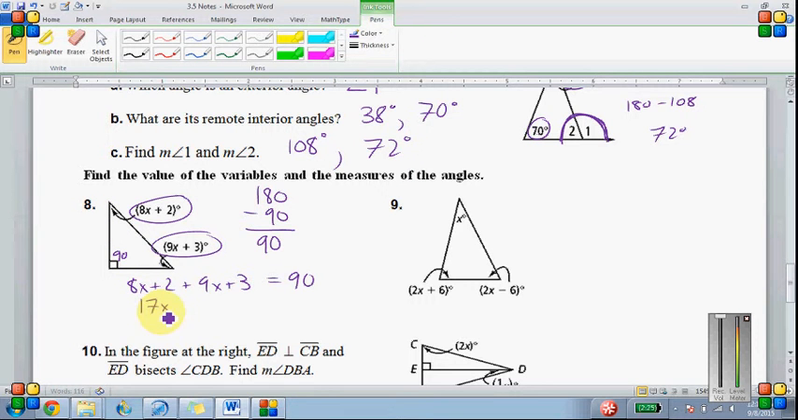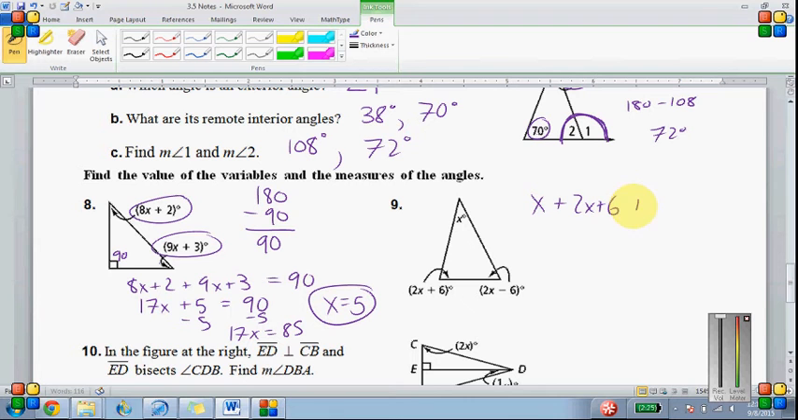So if I combine my like terms, 17x plus 5 equals 90, subtract the 5, 17x equals 85. When I divide by 17, I get that x equals 5. Same thing over here, but now I've just got all variables. So I add up everything, x plus 2x plus 6 plus 2x minus 6. All of those have to equal 180. Well, the negative 6 and the positive 6 cancel out, then I've got x, 2x, and another 2x, so that's 5x total.